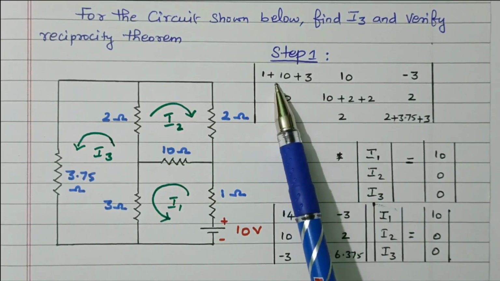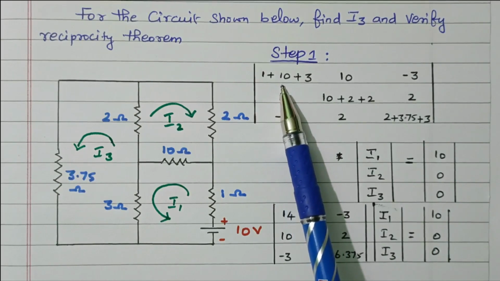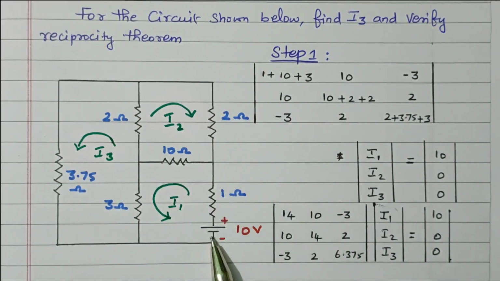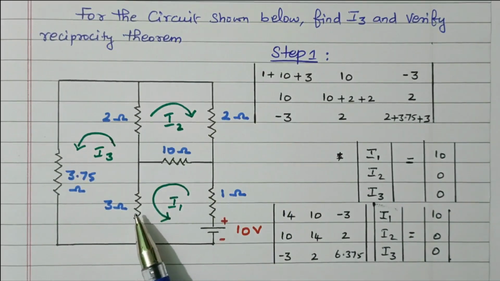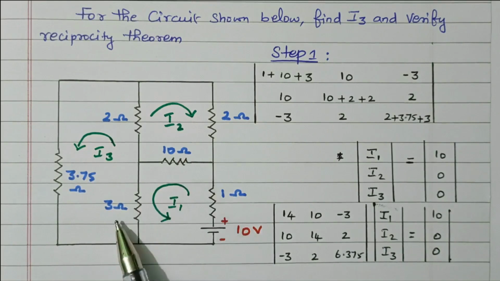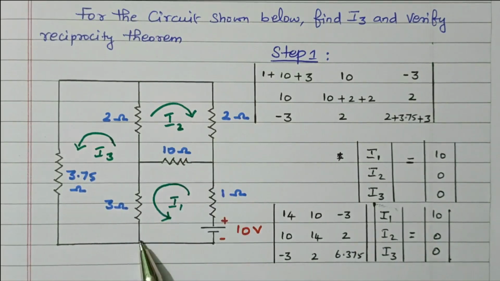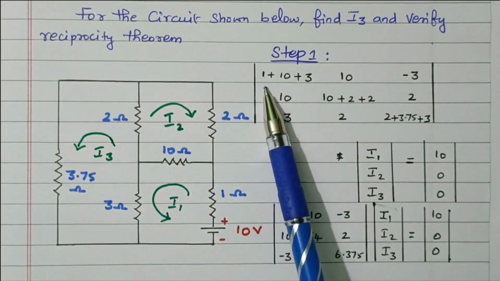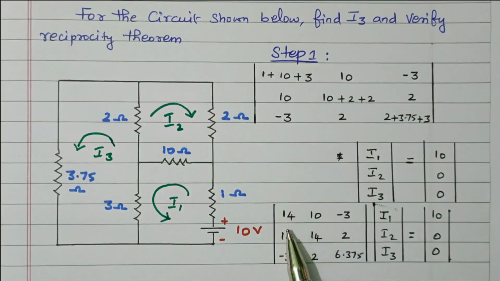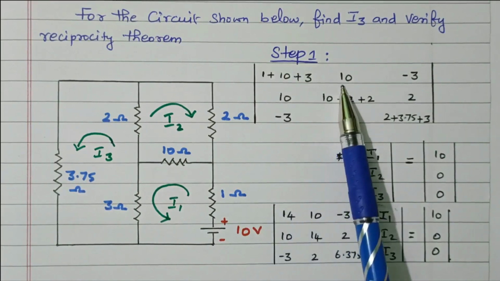What is this first one? This is R11. R11 means the resistance available in loop 1, the sum of the resistances available in loop 1, right? So 1 plus 10 plus 3. These three resistors are available in loop 1. So 1 plus 10 plus 3, that is 14.